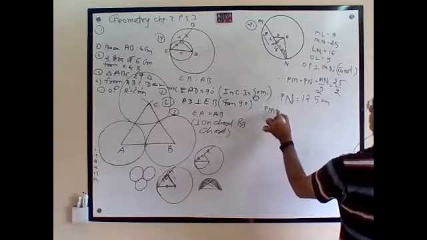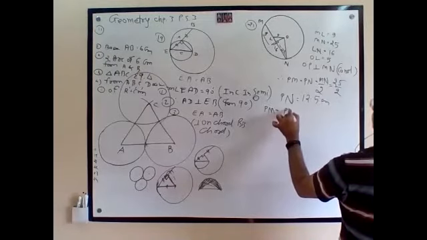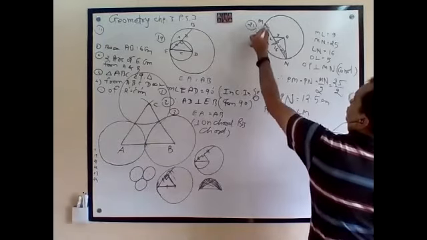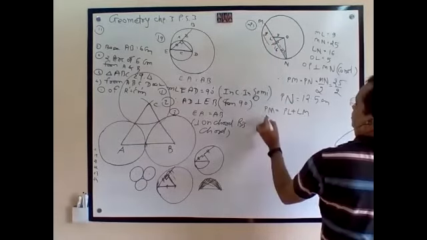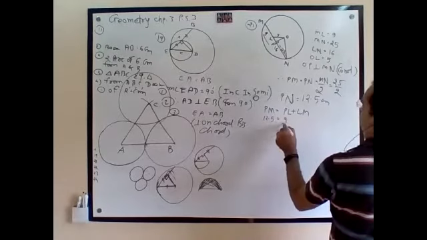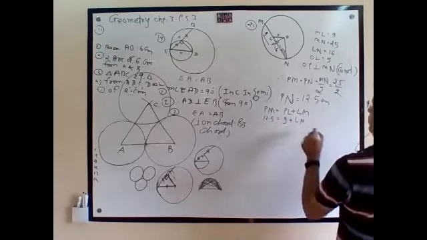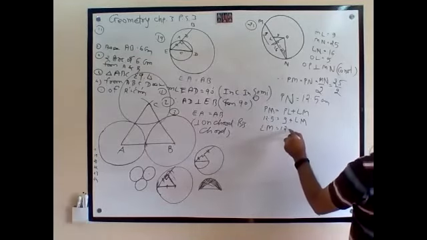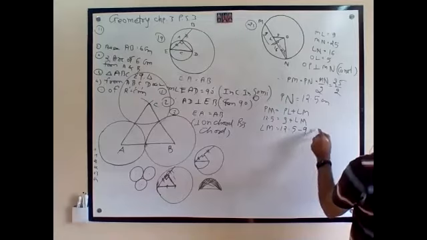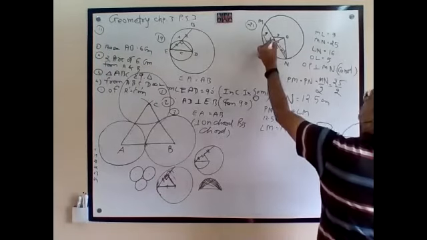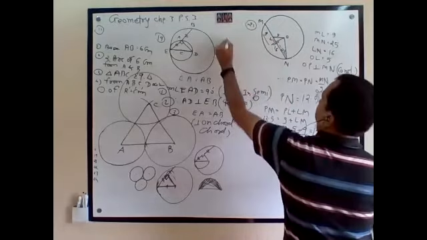PM is equal to PL plus LM. PN is equal to PL plus LM. So this we have, PL also we have, LM we don't have. So LM is 12.5 minus 9, 3.5. So this much is 3.5.